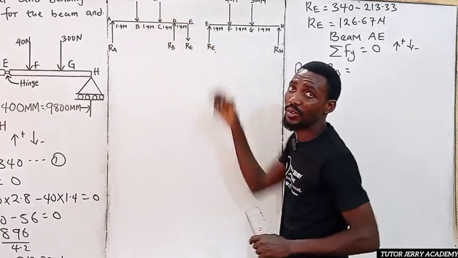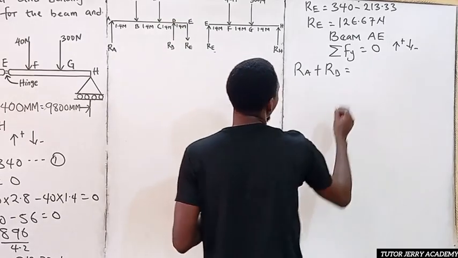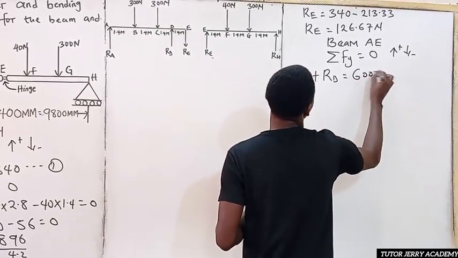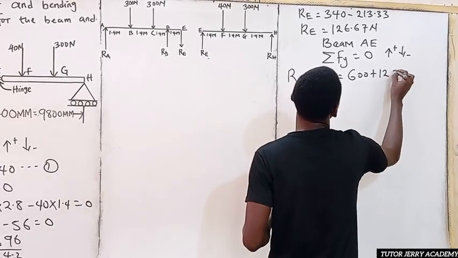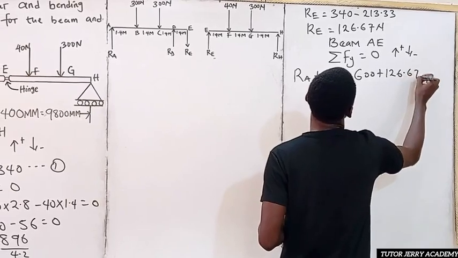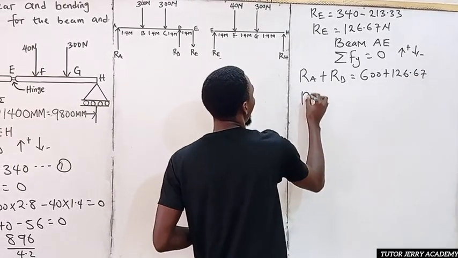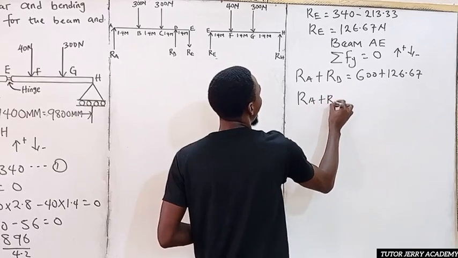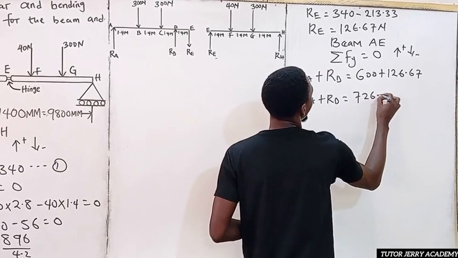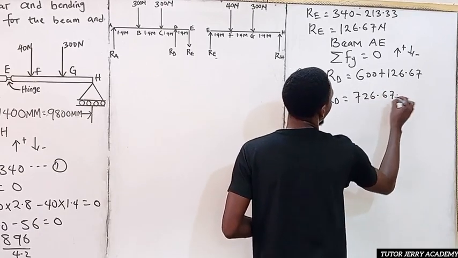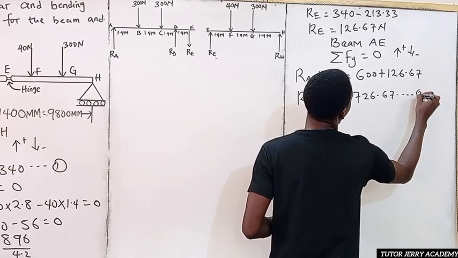300 plus 300 is 600. So 600 plus RE. What is our RE? That is 126.67. All right, so if we add that together, we are going to have RA plus RD equal to 726.67. So let's call this one equation number 2.